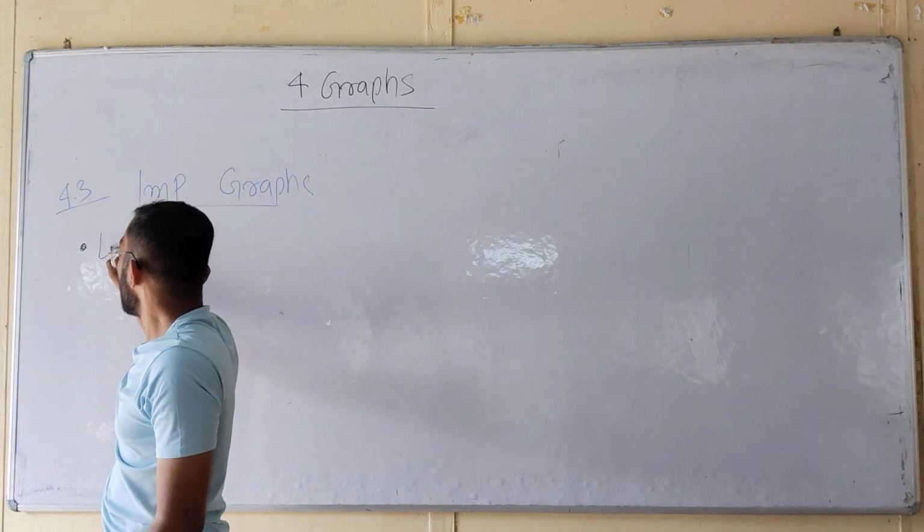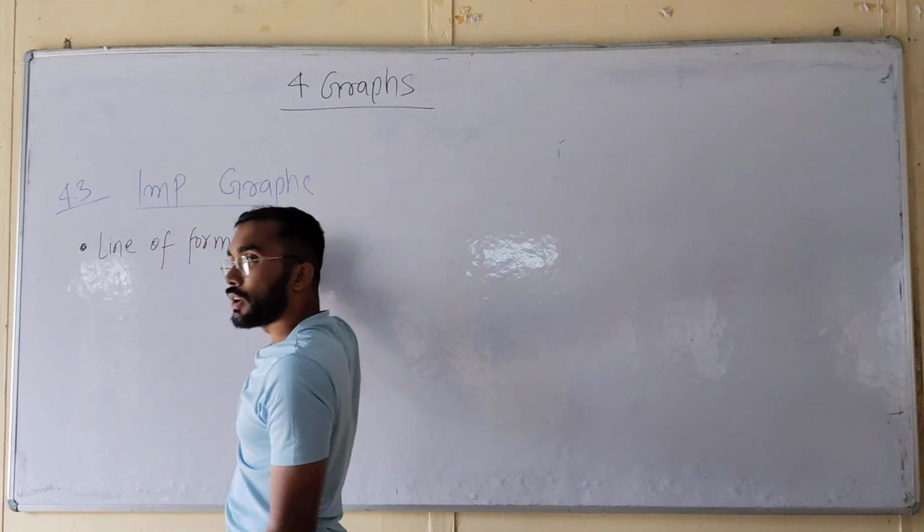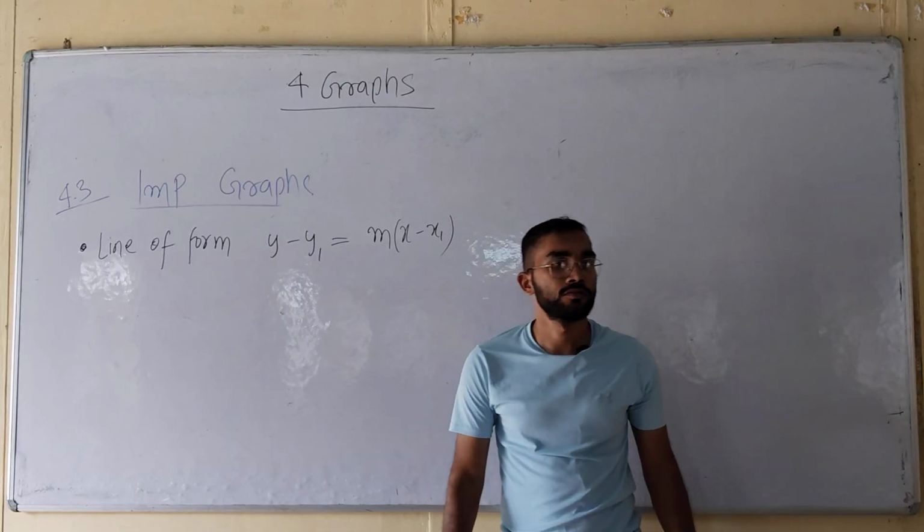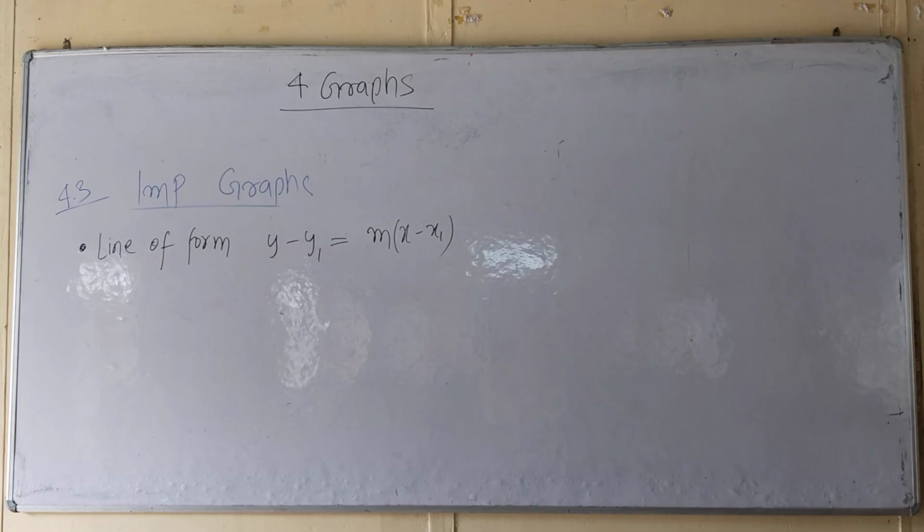Next, line of form y minus y1 equals m times x minus x1. So when do we write this equation? When you have availability of one point and value of m, which is also called slope. So write down one line below that. This is the equation of line if one point is provided and the slope is given.